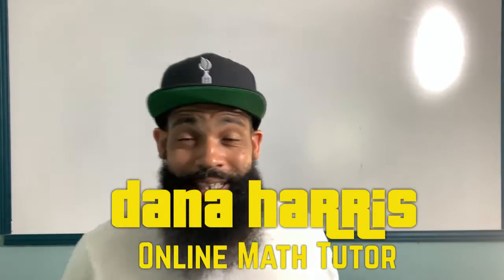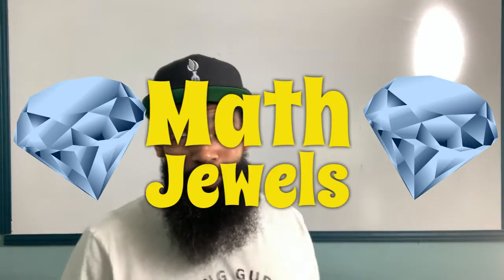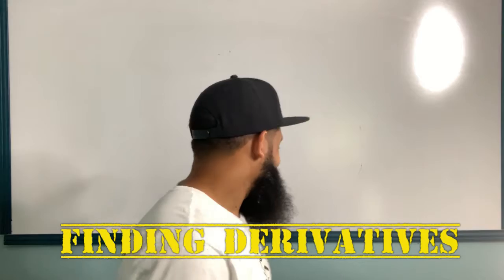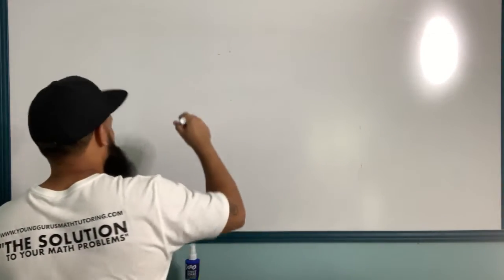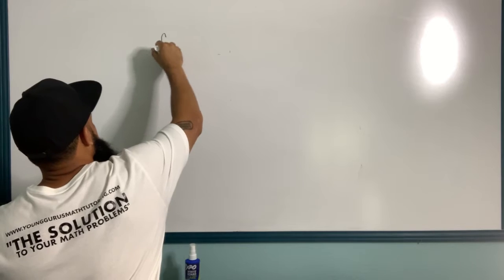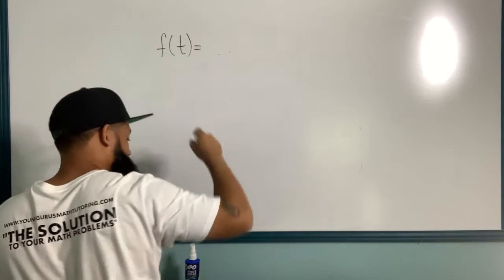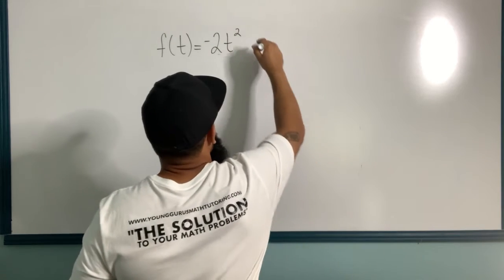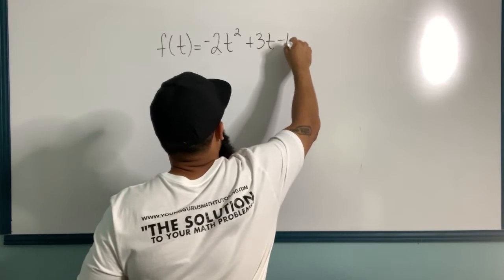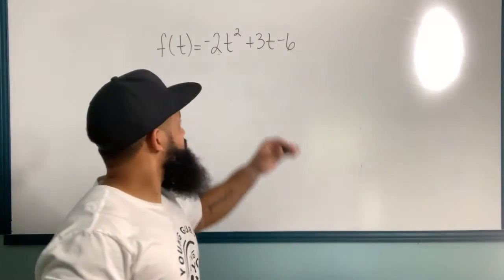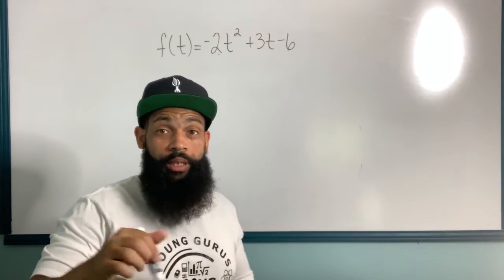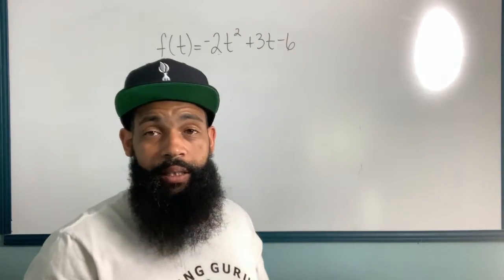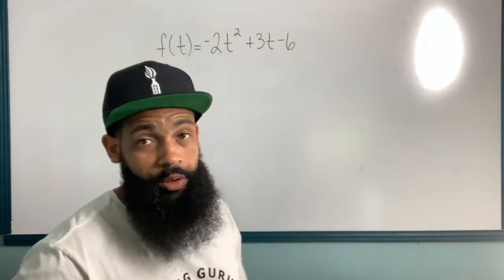My name is Dana Harris once again, and I'm back again to drop some more math jewels. In this video, we're going to be talking about finding derivatives. A little bit of calculus for y'all today. I want to find the derivative of this function. If I have the function f of t equals negative 2t squared plus 3t minus 6. Notice this is a pretty long function. So if you need some review, go back and watch my videos on the power rule and the constant rule so you can see what I'm doing as I'm finding the derivatives.